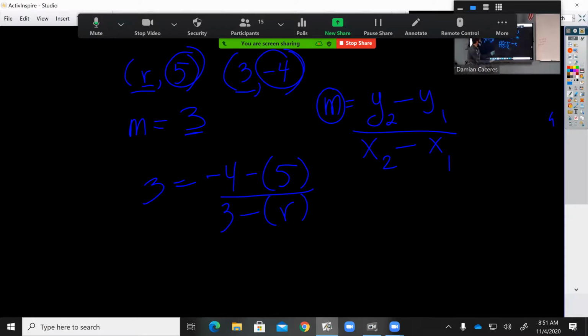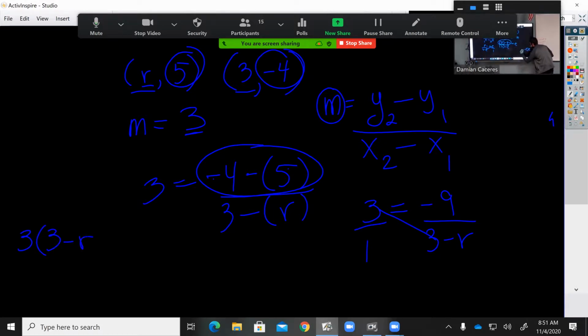Now, to make this easier, make sure you simplify the numerator. -4 minus 5 would be -9. So what we have is this. 3 equals -9 over 3 minus r. Now, I taught you guys how to do this on like 4 different lessons this year. When you have a fraction on both sides, you can cross multiply. So 3 times 3 minus r would be 3 parentheses 3 minus r. Bring the equal sign down and cross multiply the other way. 1 times -9 is -9.